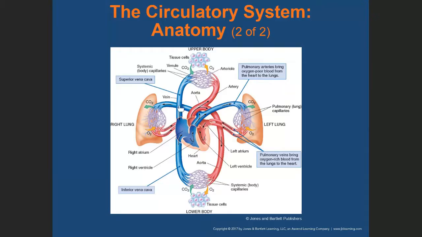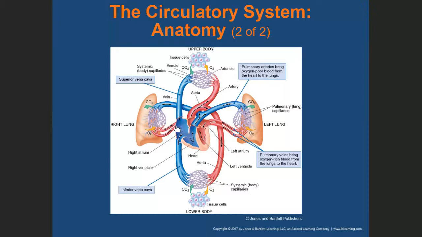Now, if you're seeing the diagram, this is a very good diagram because you can clearly see the deoxygenated side, which is the right side, and you can clearly see the oxygenated side, which is the left side. Now we're going to start on the right side. You can learn the circulation of blood from any chamber of the heart. I just choose to do it from the right side.